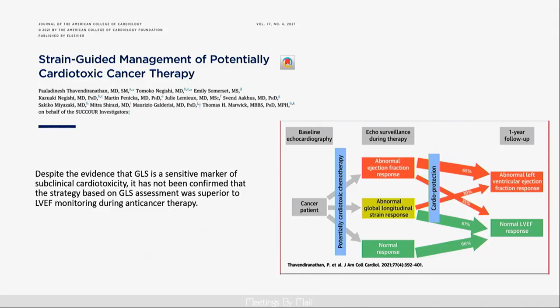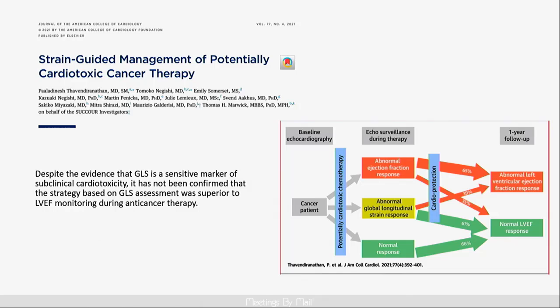The only randomized controlled trial that guided the use of cancer therapies along with cardioprotective therapy guided by strain was actually a negative study. And this is the SUCCOUR study, where patients who had one or more risk factors were followed up. They were started on cardioprotective agents. And if the GLS went down by 12% from the baseline, or if there was a 5% reduction with symptoms, or a 10% reduction in ejection fraction even if the patient was asymptomatic.